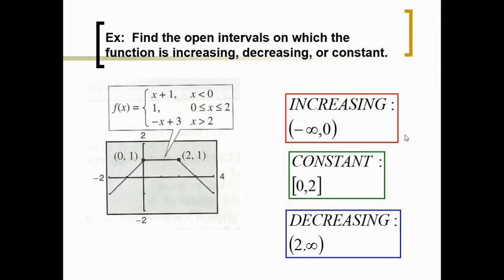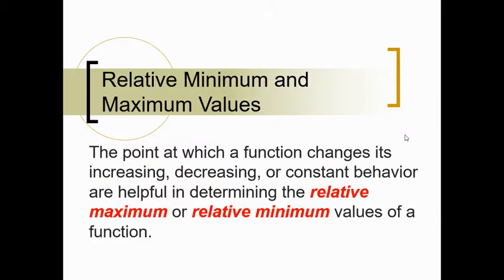Now please notice that the constant has the 0 and the 2 in brackets for that part. But for the other parts, everything's in parentheses, okay? So you have to determine where your brackets and parentheses are going to be.